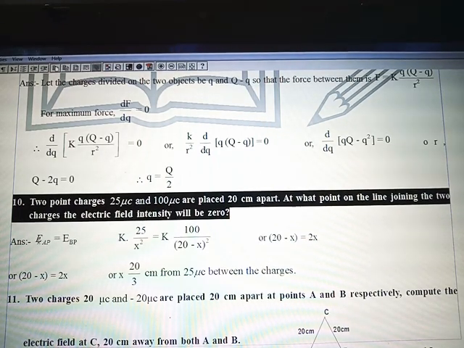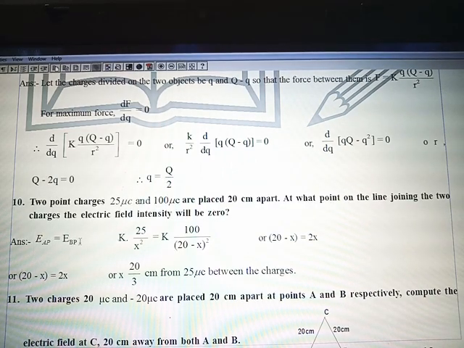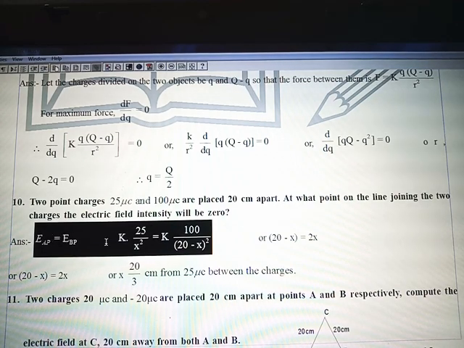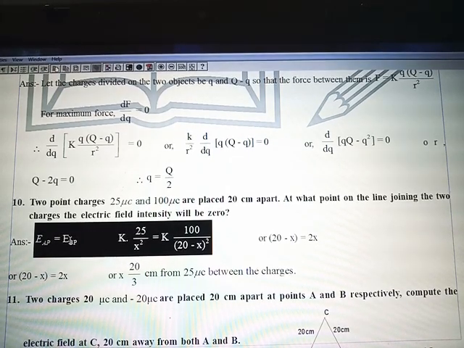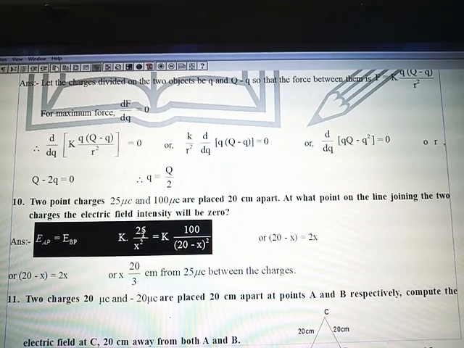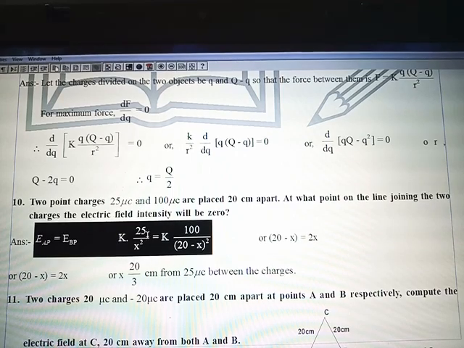So you know that if electric field intensity is zero, that means we can write EA is equal to EB. Is it right? And after that, you just write the formula of E. Electric field at P, a point only given, right? E is the main electric field, where K 25 by x square, you know 25 is the charge, where micro and micro on both sides they cancel. Is it right? K again and 100 of another charge over 20 minus x.